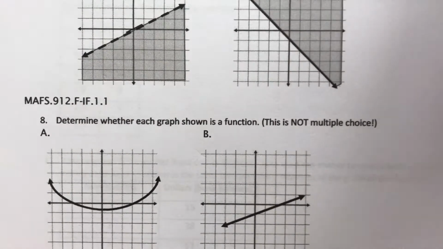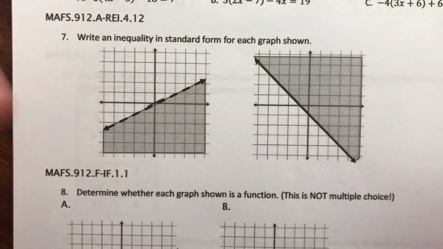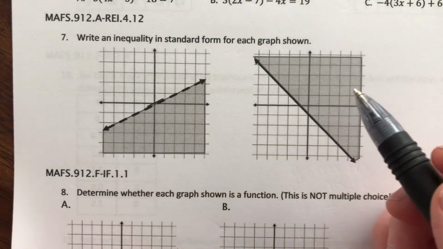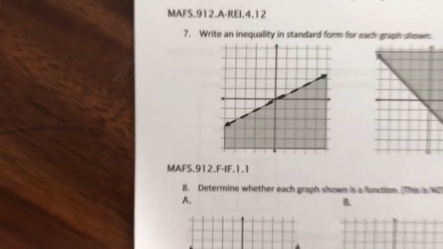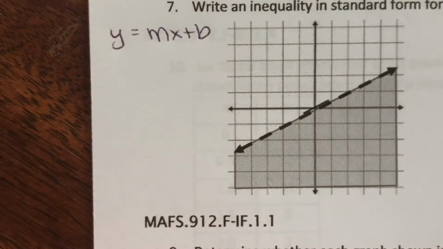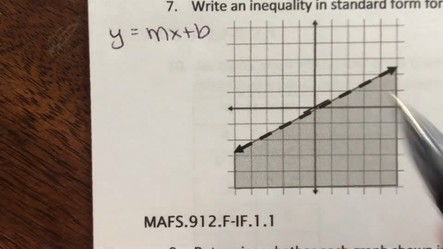Okay, and then I have number 7. Now I have two inequalities. I have to write the inequalities from the graphs of those inequalities shown. Okay, so I want you to think of this as y equals mx plus b. Let's just focus on this one first. y equals mx plus b. Okay, y is the shaded part. So y is our shaded part.